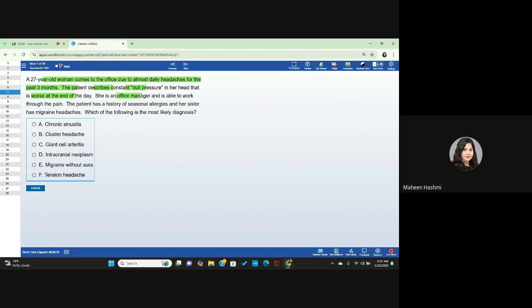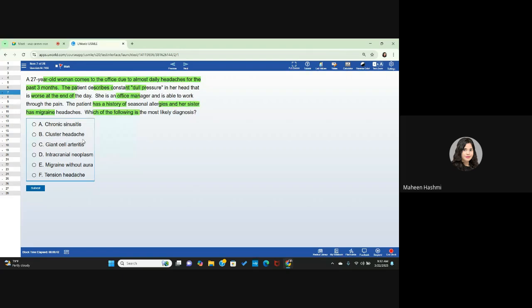Office manager able to work through the pain. History of seasonal allergies, and her sister has migraine headaches. Which is the diagnosis? Tension headache. Okay. Why can't it be migraine without aura? Migraine is unilateral. It's constant. And you can't tolerate the pain.